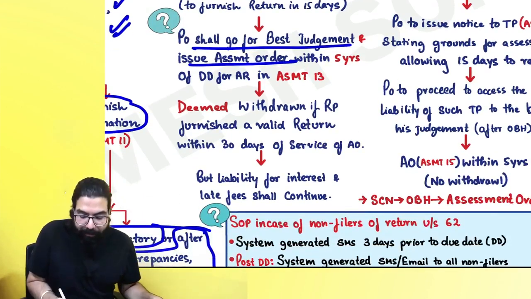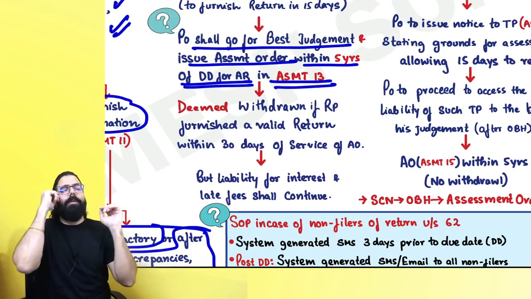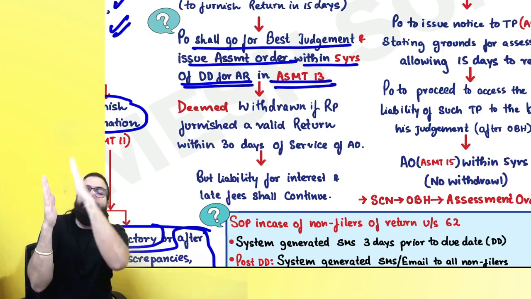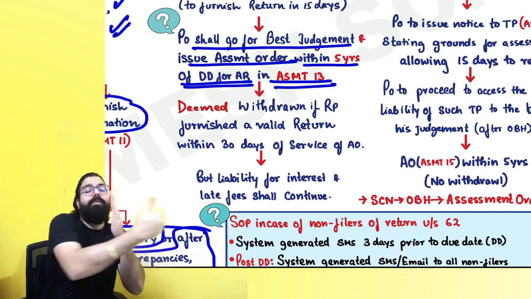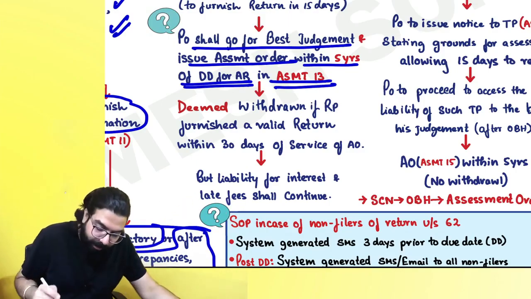Within 5 years from the due date of the annual return, in ASMT 13. Always remember, this year's related assessment order can be passed within 5 years from the due date of this year's annual return. Due date, how many years? 5 years. Okay, point is clear.